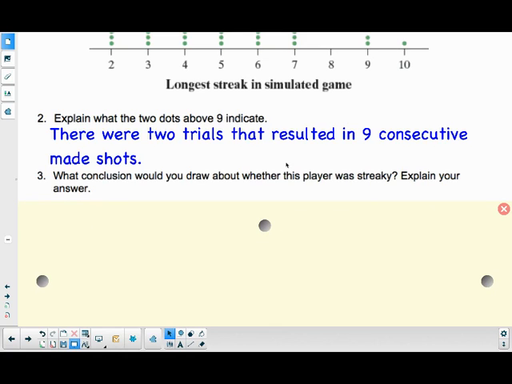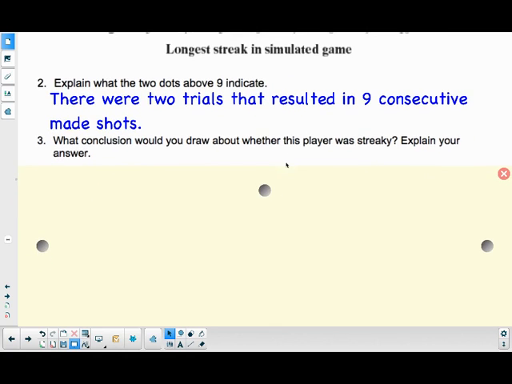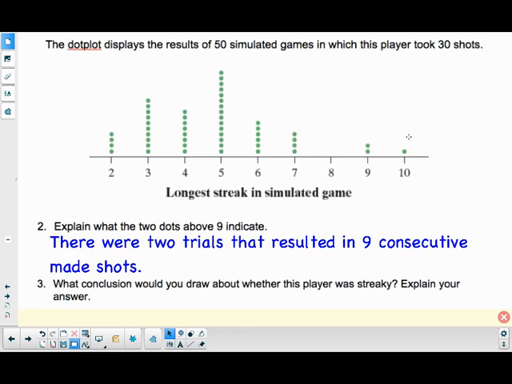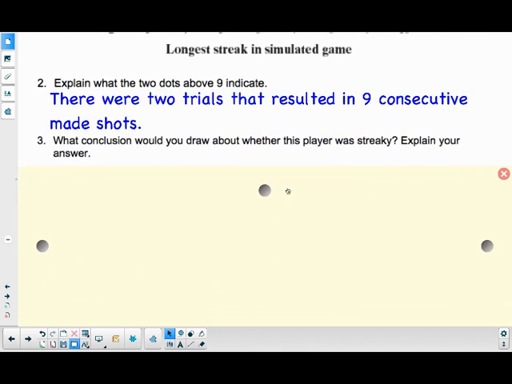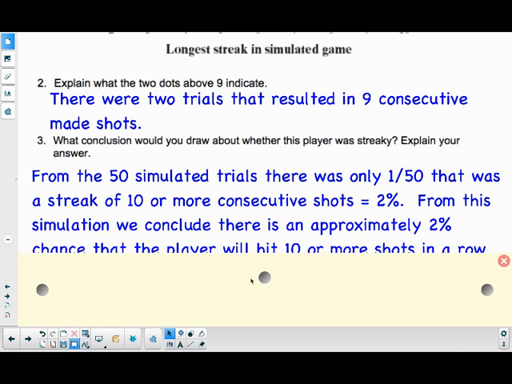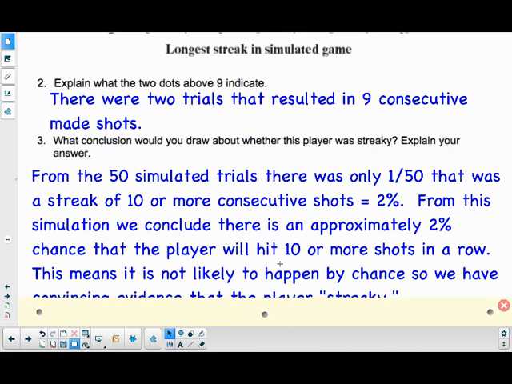What conclusion would you draw about whether this player was streaky? So they made 10 in a row. Well, how often did that happen in this simulation where we're assuming 50%? We only observed 10 in a row once. Never was 11, never was more than that. From the 50 simulated trials, there was only 1 out of 50 that was a streak of 10 or more consecutive shots, which is 2%.